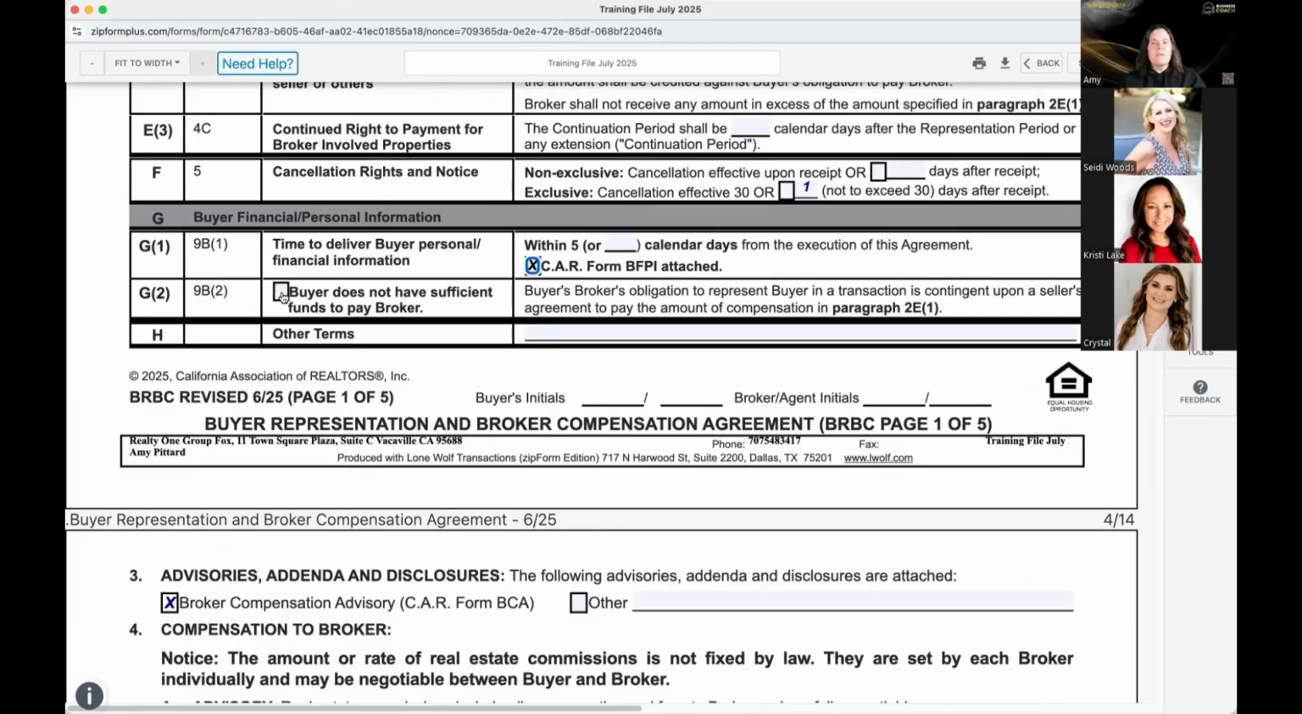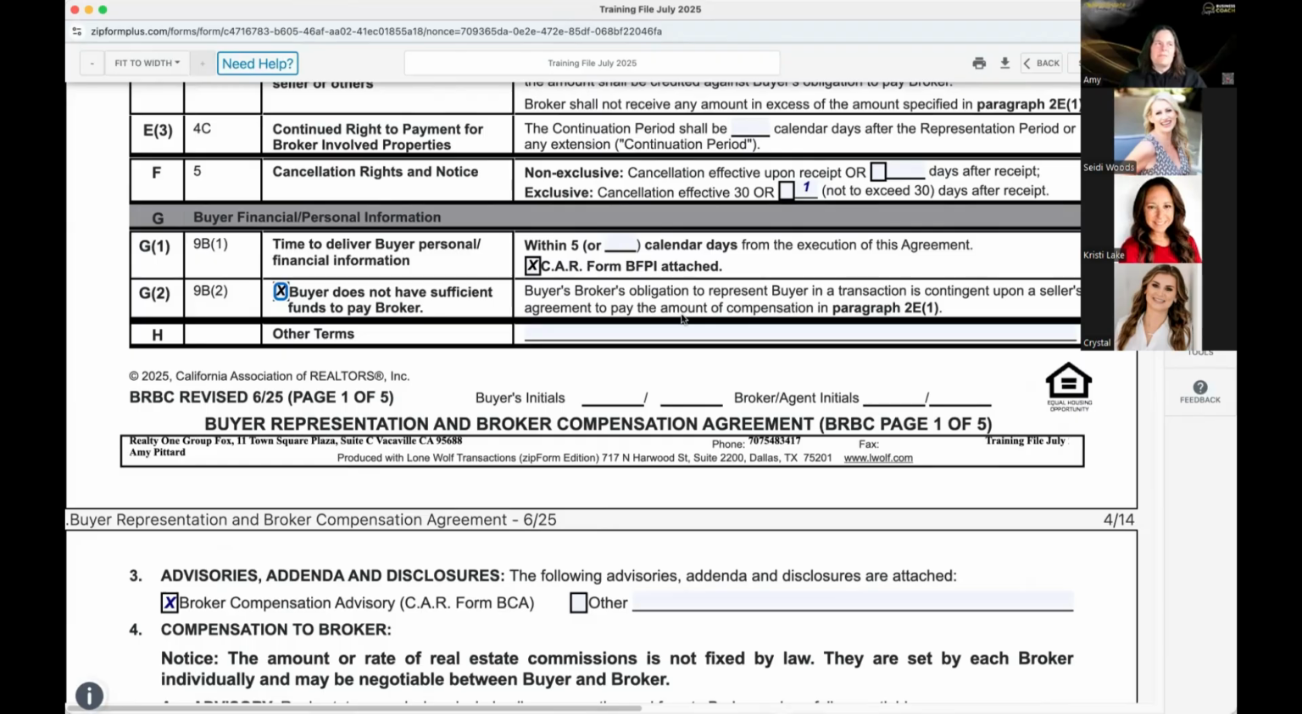Okay. If they don't have sufficient funds to pay broker, we would check this box here for G2. This is why it's so important to have these questions. Does that mean they don't get represented? No, it just means that we're going to have a conversation probably with the listing agent before we go show the property of, is your seller willing to pay the buyer's broker's obligation on compensation or a portion of that. If they say, yeah, we are, then we're going to go show it. If they say, no, they're absolutely not, then we would have a conversation with our buyer about, hey, this property that you want to go see, seller's not willing to pay any portion of your compensation.